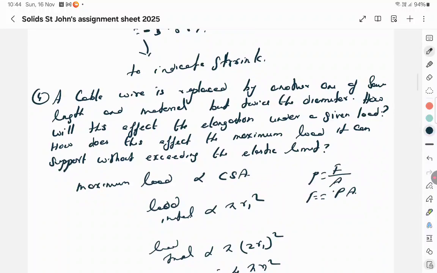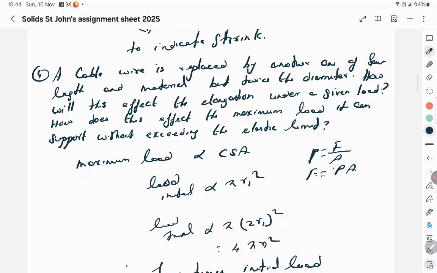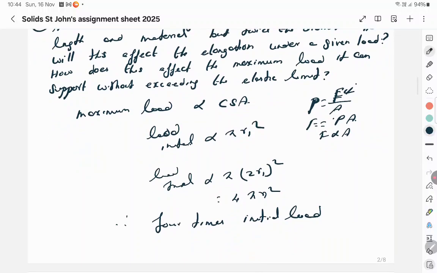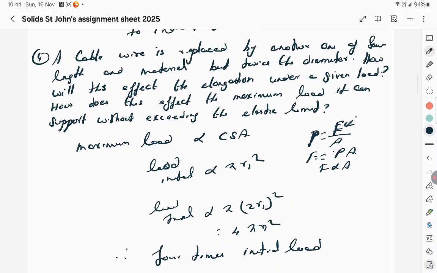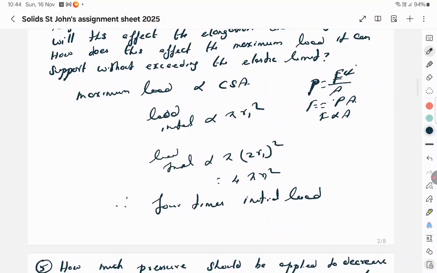So that's about it. A cable wire is replaced by another of same length and material but twice the diameter. How will that affect the elongation of the wire under given load? So load is the same, and pressure is equal to force by area. Load is pressure into area, thus force is proportional to A. So load initial is pi r1 square. The load final is pi 2 r1 the whole square, because the diameter is getting twice, so radius is also getting twice. So this is 4 times the initial load.